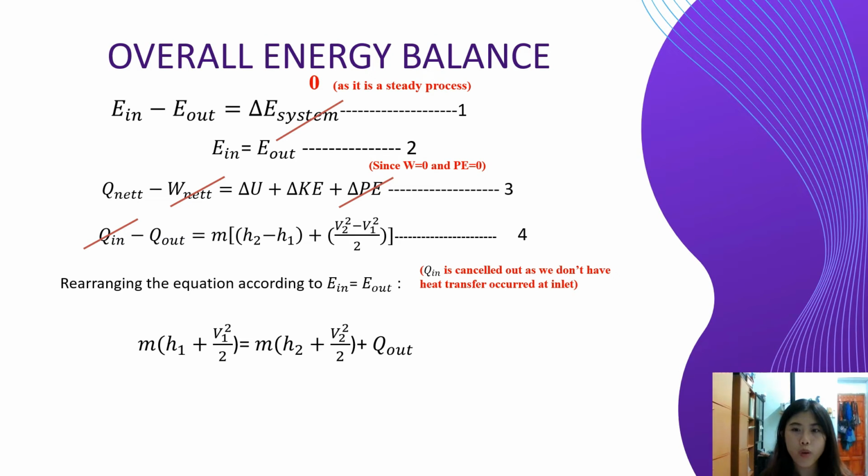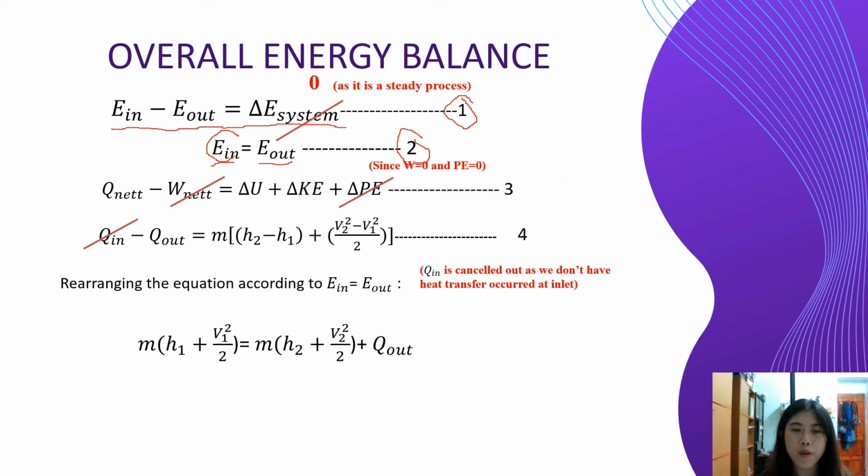Now I will explain the overall energy balance in this question. Equation number 1 is the general equation that can apply to all systems: the energy inlet minus energy outlet equals delta E system. We cancel out the delta E system in this question because we assume it is a steady process. Therefore, we get equation number 2, which is the energy inlet is equal to the energy outlet.